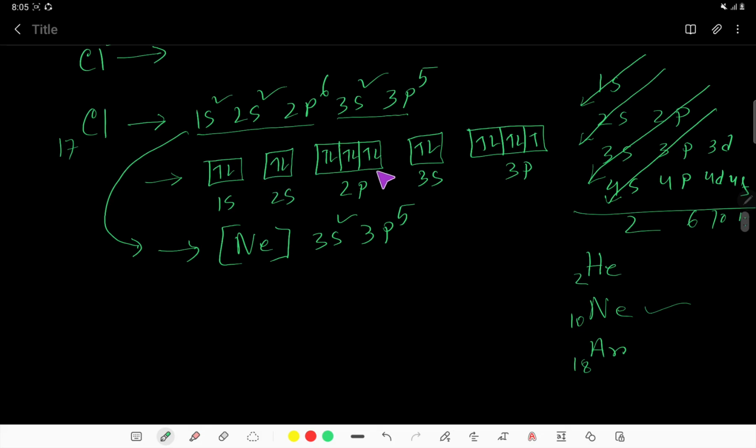Okay, from orbital diagrams you can easily find out paired and unpaired electrons. Since chlorine has one unpaired electron, it is paramagnetic. So now let us show you another quick way to write the electron configuration of chlorine.